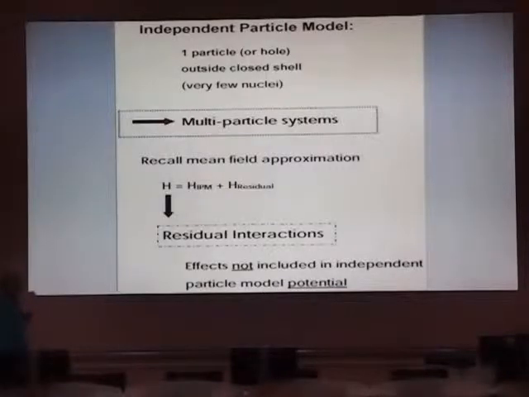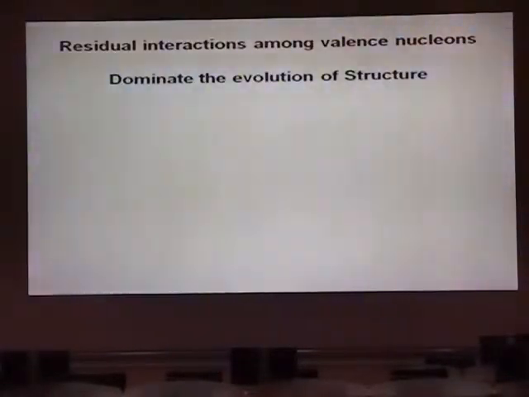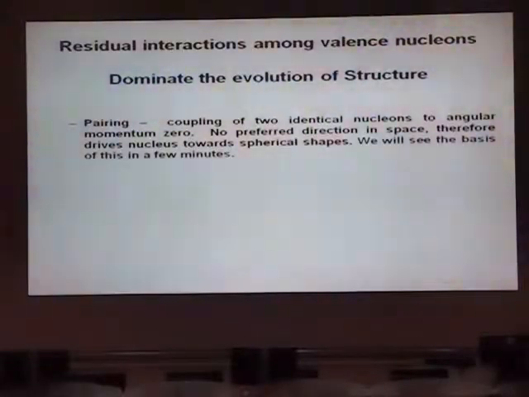So what I'm going to do is we start with the independent particle model, and the mean field approximation was this box. Now I'm going to add in some residual interactions between those outside 2 particles, only between those 2. And that's in effect not included in the independent particle model. Just to jump ahead, these residual interactions actually dominate the evolution of structure. And there are a number of important effects.